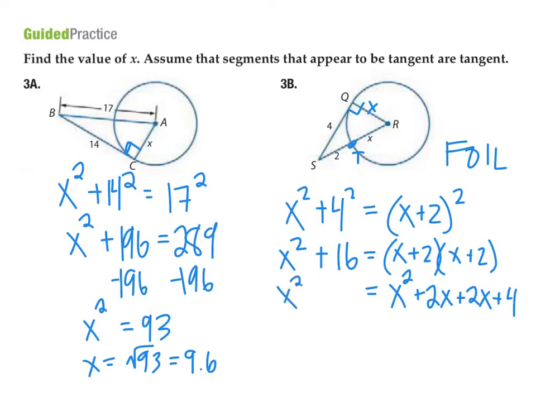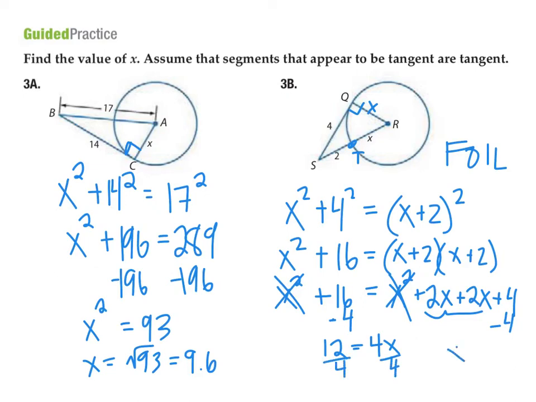And then we can continue to simplify this. I notice there's an x squared on both sides, so I can subtract x squared, and those will end up canceling. I can also subtract 4 on both sides. So I will get 12 is equal to 4x when I combine those together. And then when I divide by 4, I get that x is equal to 3.